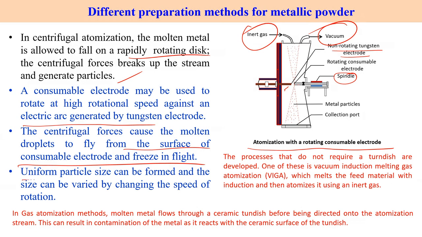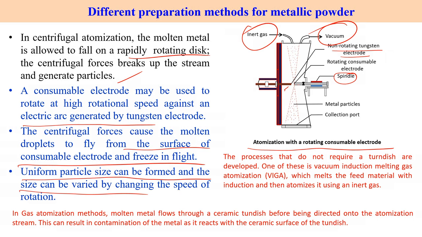Usually uniform particle size can be formed, and the size can be varied by changing the speed of the rotation. Usually with a very high rotational speed the particles can be uniform, but if you change the rotational speed, then particles can vary from one size to another size.